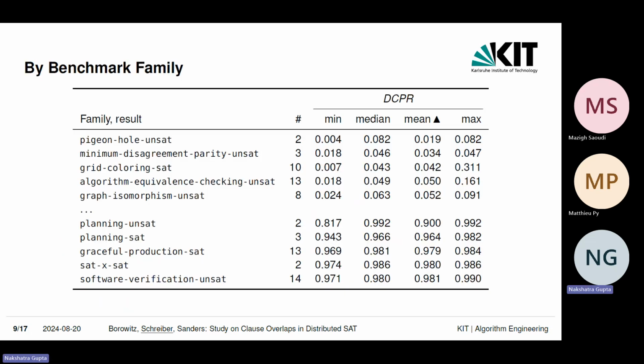So we also looked at the DCPR for different benchmark families. And here I just have some of the extremes. Right here at the left, we have the family we looked at using Marco's benchmarking tool, GBD, which he's going to talk about later this week. The family and the result, and then here the DCPR distributions. And on the one extreme, we see the families with an extremely low DCPR. So those are instances where all of our solvers basically produced only distinct clauses, and there are hardly any duplicates, right? That's, for example, the pigeonhole formulas, and also equivalence checking, graph isomorphism.